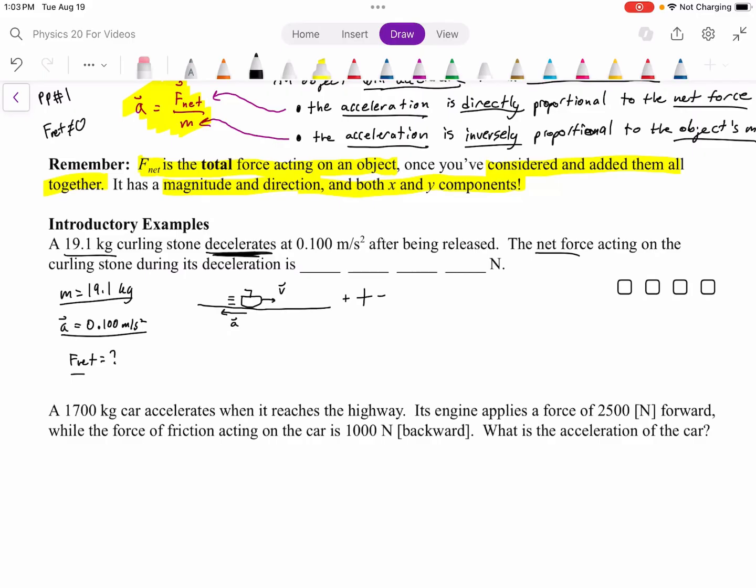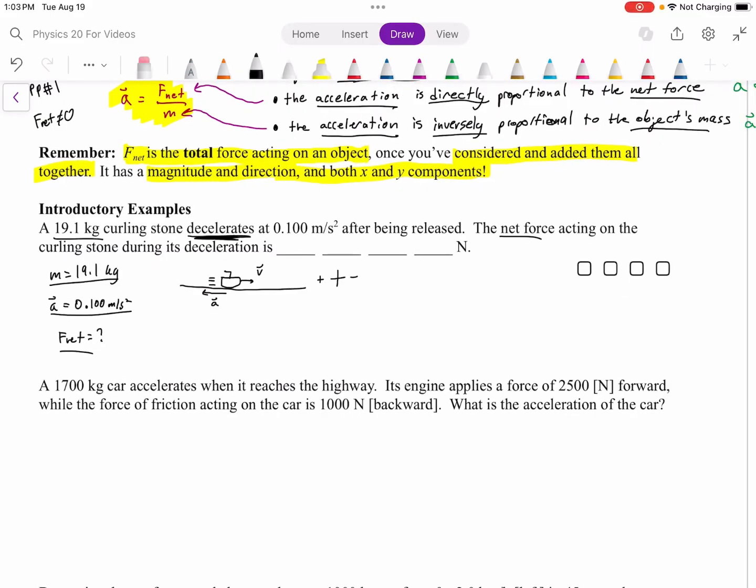So the net force in this case, the sum of all the forces, it looks like the only force really acting on it in this situation would be friction. So we can just apply physics principle number 1 here, right? Which is essentially just this equation. The acceleration will be equal to the net force divided by the mass. We want to find the net force, so multiply both sides by mass. And we're ready to plug in our numbers and solve.